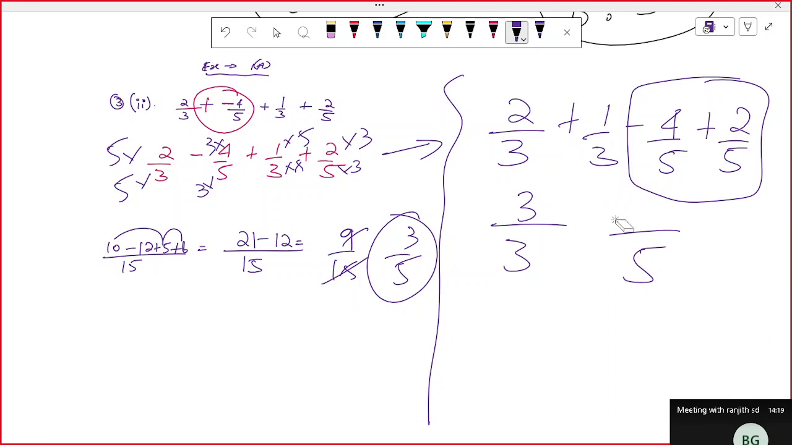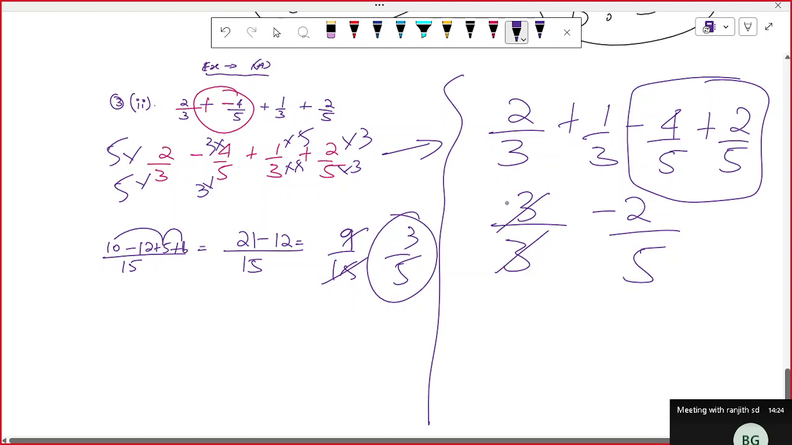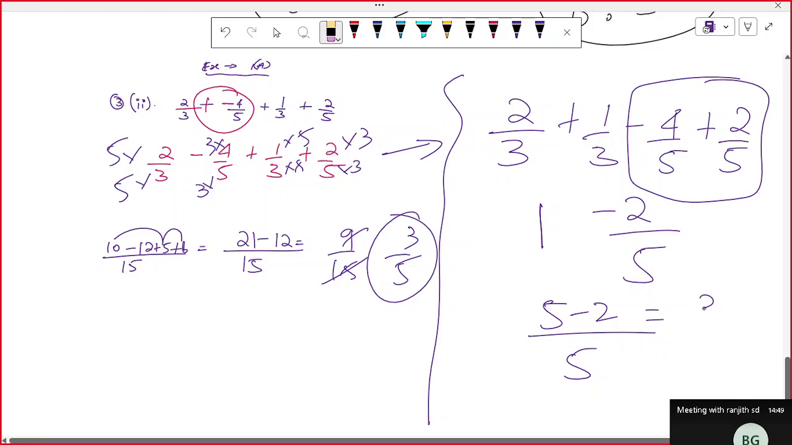Then, what is 3 by 3? It is 1, right? 3 and 3 get cancelled. What do you get? 1 minus 2 by 5. We have to, 3 minus 3 is 1, Mariana. 1 minus 2 by 5. Then again take LCM 5. Look, this seems to be complicated. If you don't reduce it, you'll go wrong. 5 ones are 5 minus 2. 5 minus 2 is 3 by 5. You'll get the same answer.